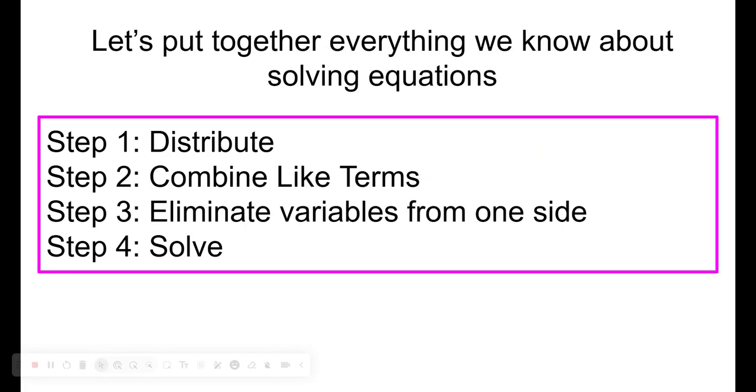As far as notes to have down, I recommend having these four. When you're looking at a multi-step equation, you want to go through these steps to simplify for yourself. Distribute, combine like terms, eliminate the variable from one side, and then solve from there. I think you all should be familiar with one and two-step equations. Here we're just kind of putting all of that together. Let's look at some examples to learn on this one.